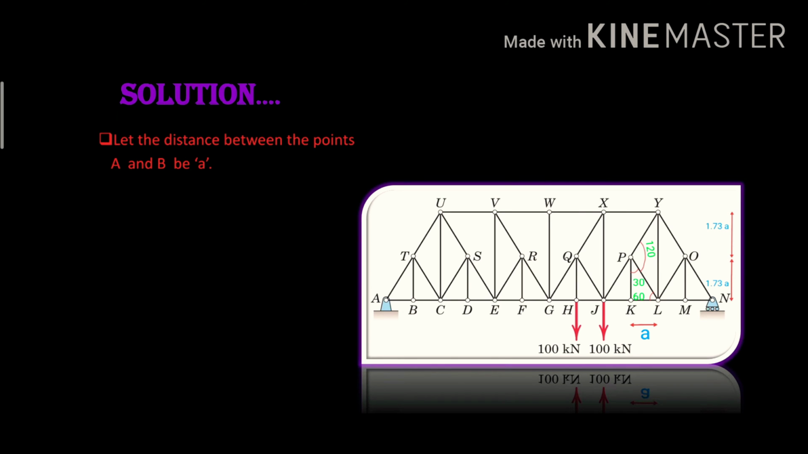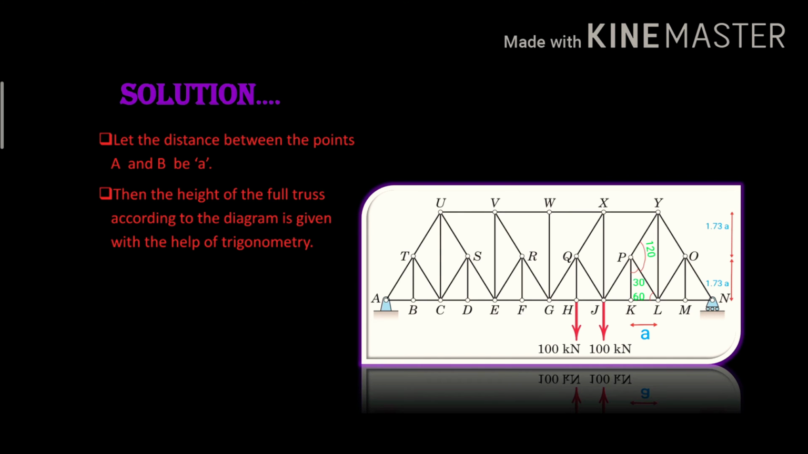Let's assume the distance between point A and B to be a, and now we have to find the height of the full bridge with the help of trigonometry. As we know that the value of KL is equal to a, therefore PK is equal to root 3 a, and as we know YL is equal to twice of PK, therefore its value becomes 3.46a. Now let's move to the next slide.